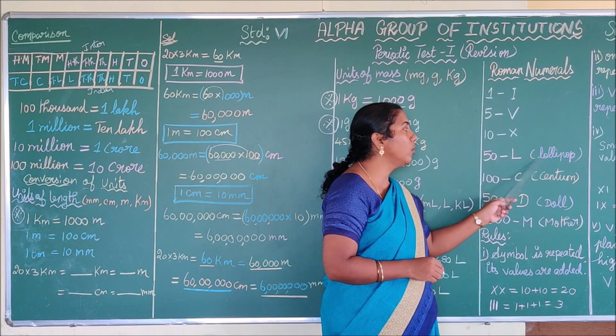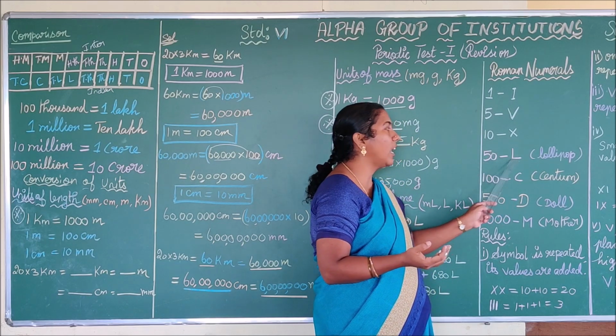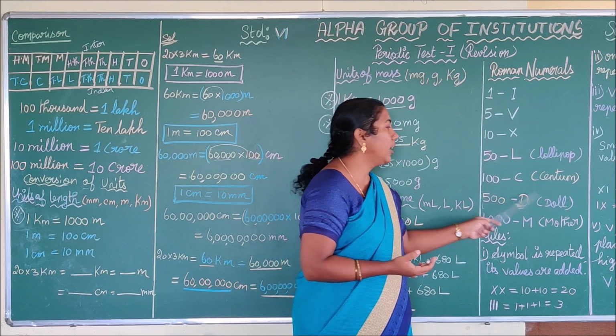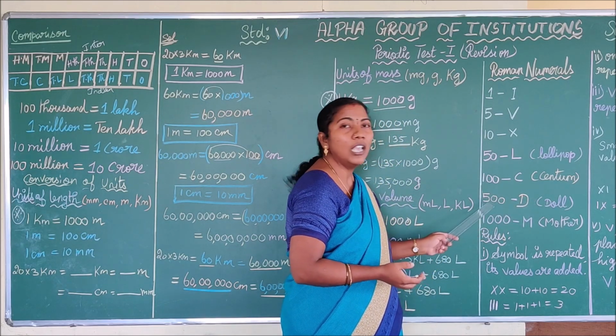So using this clue word, L for lollipop. What is the cost of the lollipop? 50. So the value of L is 50. And D for doll. What is the cost of the doll? 500. So the value of D is 500.